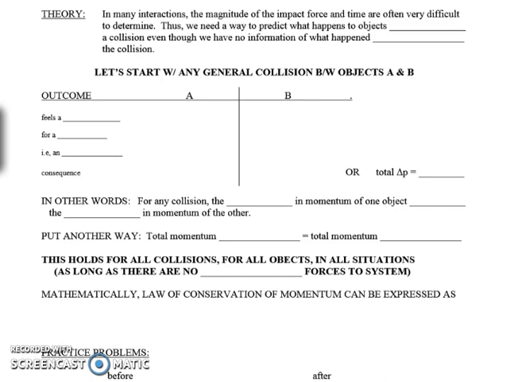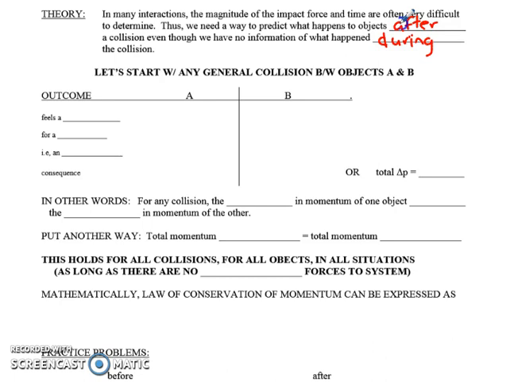Okay, so the theory behind this is that in many interactions, the magnitude of the impact force and time are very often very difficult to determine. Thus, we need a way to predict what happens to objects after a collision, even though we have no information about what happened during the collision. So we're going to look at collisions where we don't have the impulse information that we got from the computer with a force sensor, because that's very impractical. We want to get around that and still be able to understand what's going to happen after the collision.